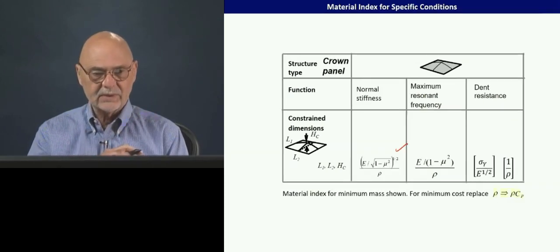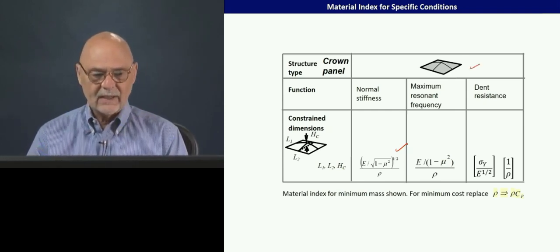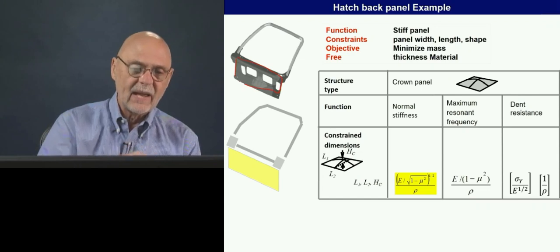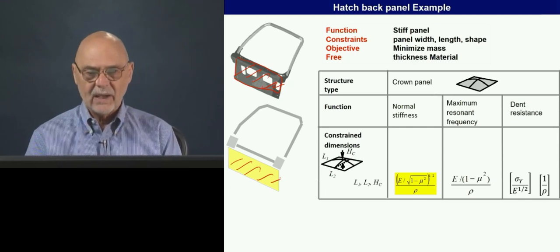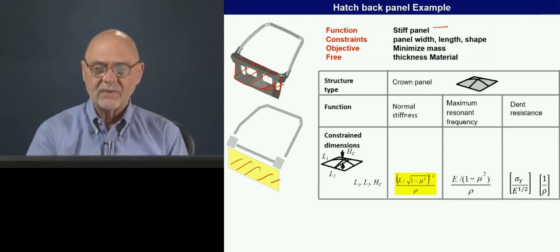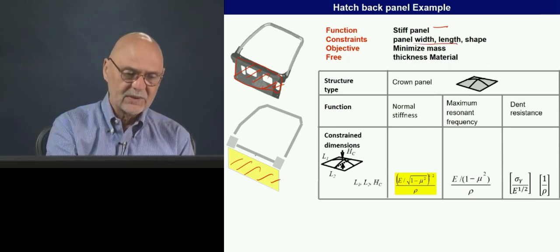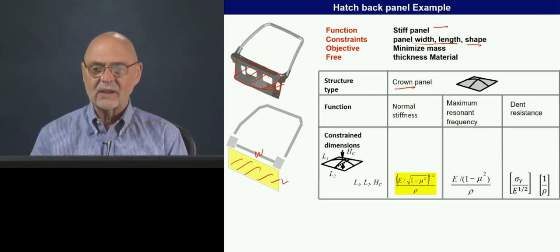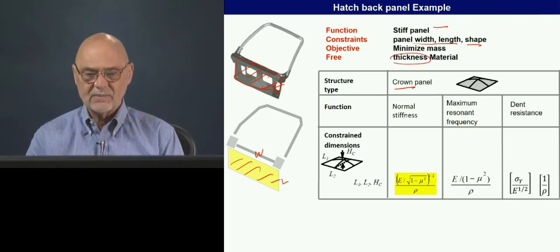Let's just do an example here. We did a beam before, or a tie bar. Let's do a crown panel here. So here we're looking at a hatchback door. We're looking at this lower portion, which we can consider to be a panel. We want it to be stiff. We're going to constrain the width and length. So here's the width and the length and the shape. So we're going to say it's a crown only. The only free variable that we're going to have is the thickness. Okay, and we're going to minimize mass.